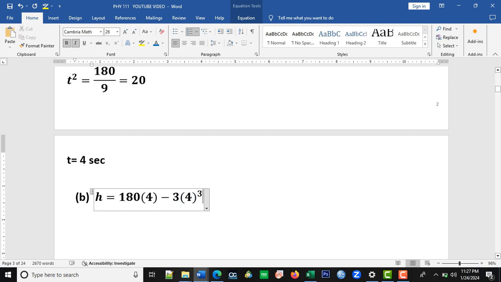And then you simplify this. When you simplify, you will get the highest height to be 528 meters.